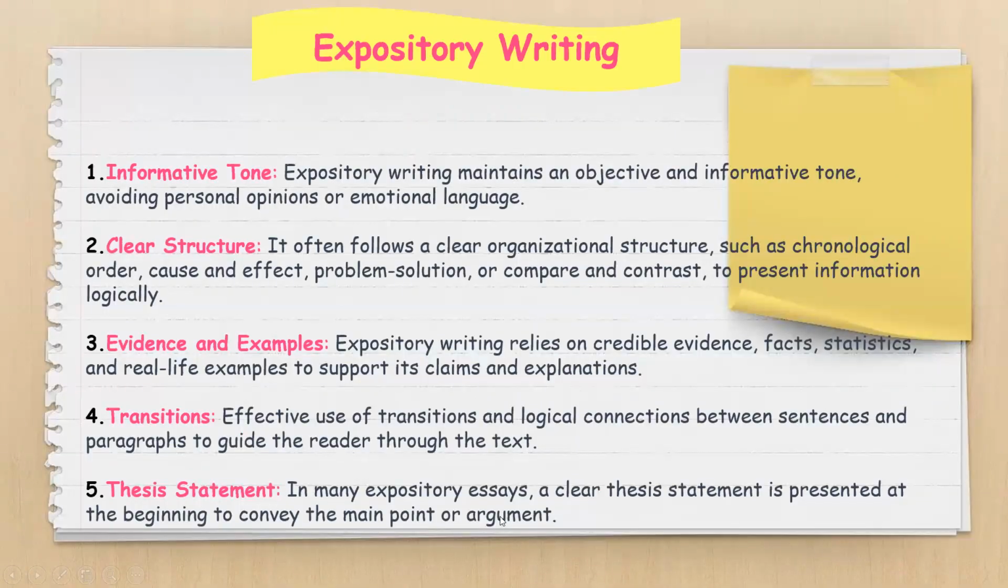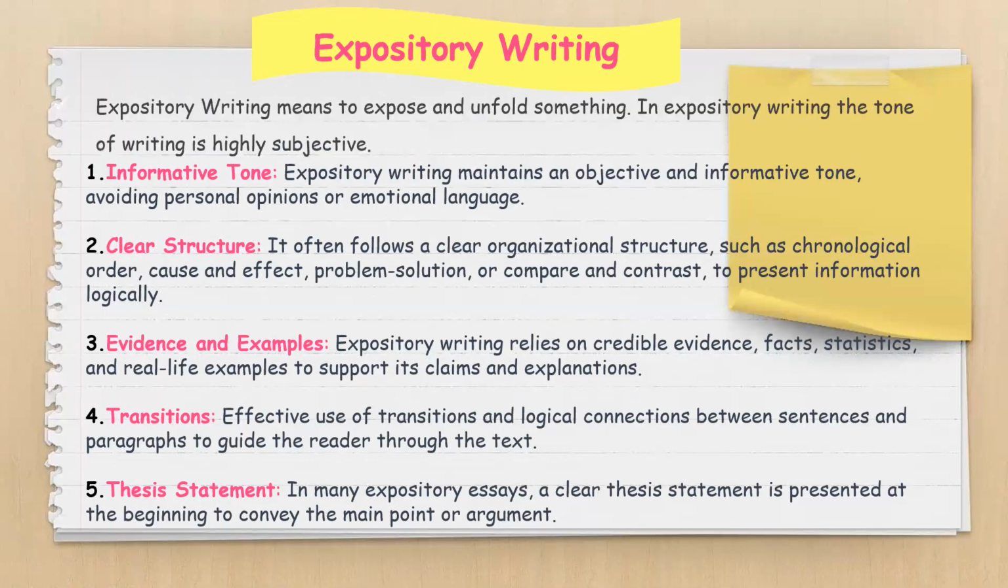Then the third type of writing is expository writing. Expository writing means to expose or unfold something. In expository writing, the tone of writing is highly subjective. We can't write, sorry, it's highly objective. Over here is the mistake. It's highly objective, not subjective. We can't write subjectively in expository writing. Informative tone, we have to do correction over here.